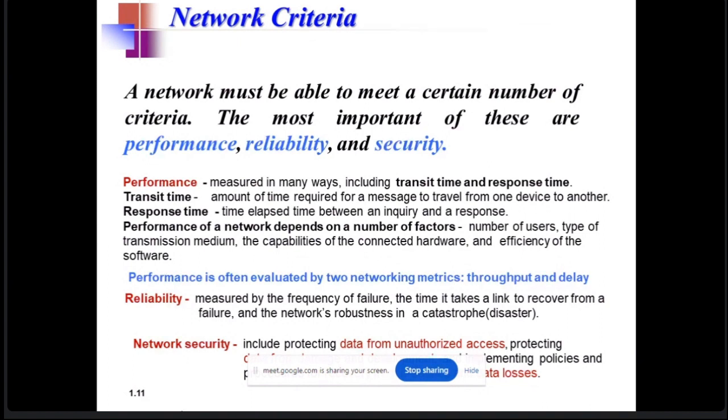So for designing a network, we have to meet these criteria. One is performance, second one is reliable, third one is security. So far we discussed performance, which has two metrics. One is throughput, another one is delay.